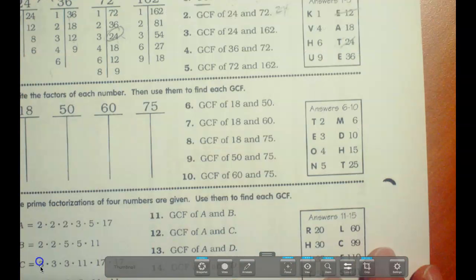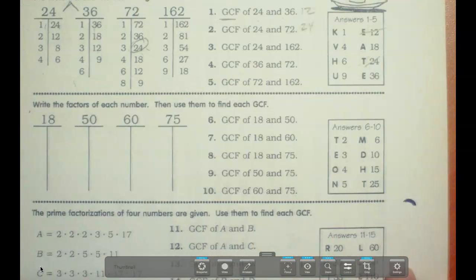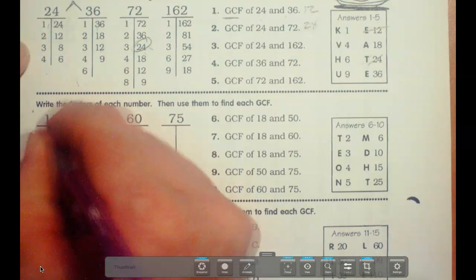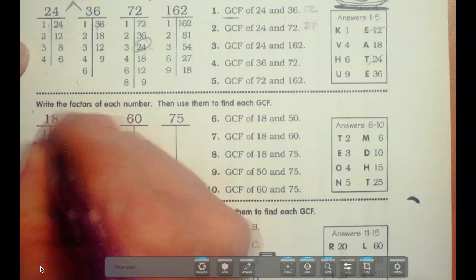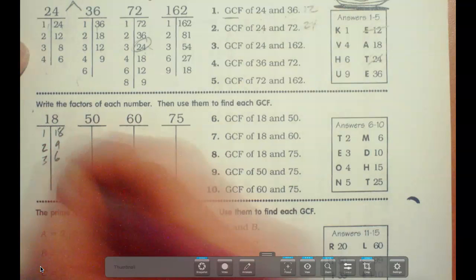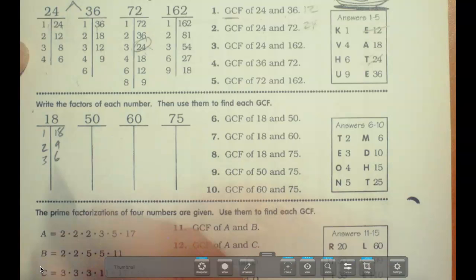Okay. This next one is very much like it, where we're just going to have to do some factor trees, and so I'll do one here. 18, it's 1 and 18. Goes in there 2 and 9 times. 3 times and 6 times. 4 doesn't go in, 5 doesn't go in. We're back to 6. We're done.